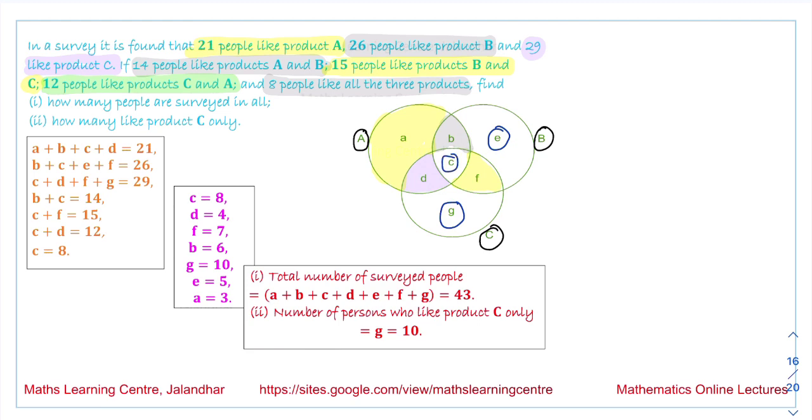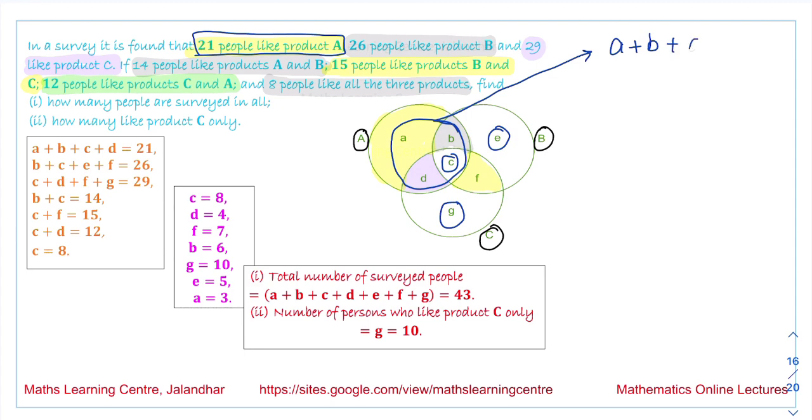Now what is given to us is that the number of people who like product A is 21. Product A means we are talking about the sum of all these 4 values. So A plus B plus C plus D is equal to 21. The number of persons who like product B means the sum of these 4 values. So B plus C plus E plus F is equal to 26.